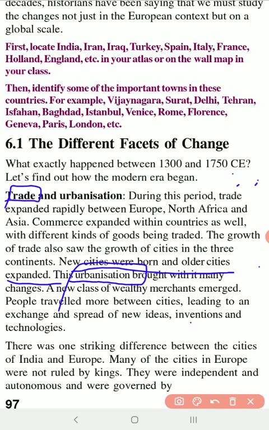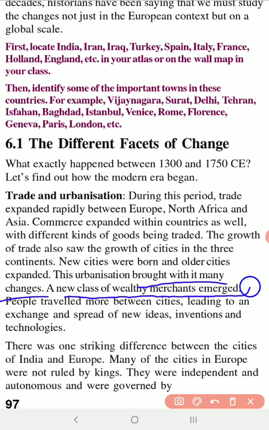Okay, so like that, if it grows, then we call that process urbanization. So urbanization is a process from village to town, town to city. Okay, that's urbanization. This urbanization brought with it many changes. When we have a city, there are so many changes. A new class of wealthy merchants emerged.